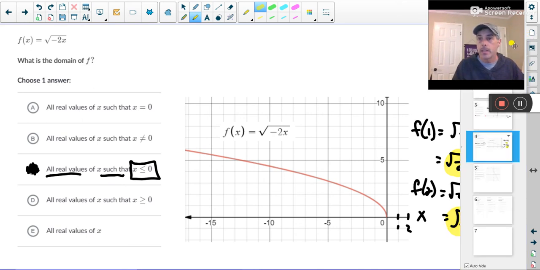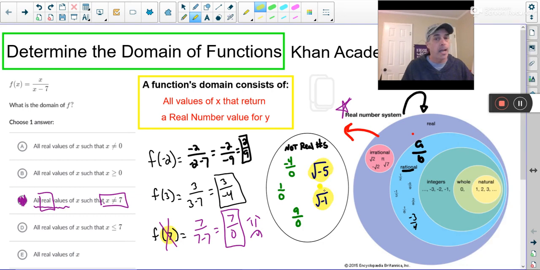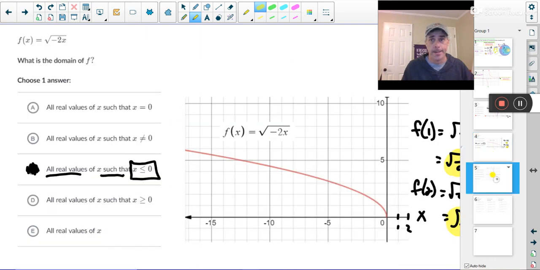So again, the big idea of this entire Khan Academy topic is that all values of x that return a real number value of y are going to be in the domain of the function. And I have to remember that some things are not real numbers. Square roots of negatives, not real numbers. If I ever have a 0 in the denominator, not a real number. Okay, I'm going to quickly go through a couple more now that I've repeated myself repeatedly.